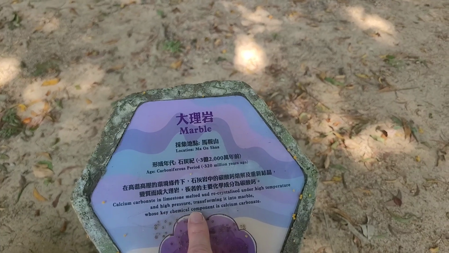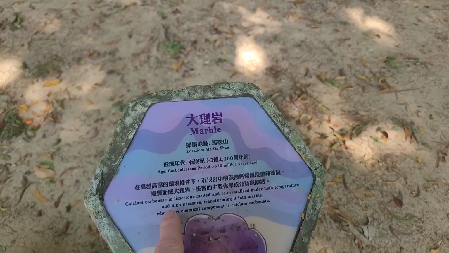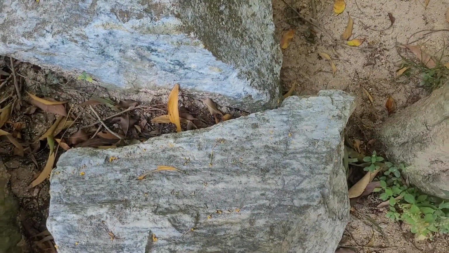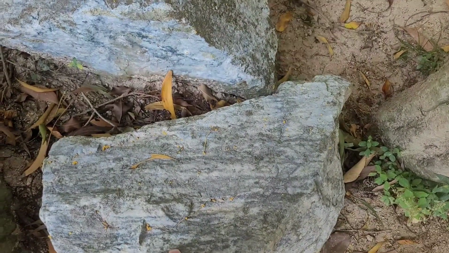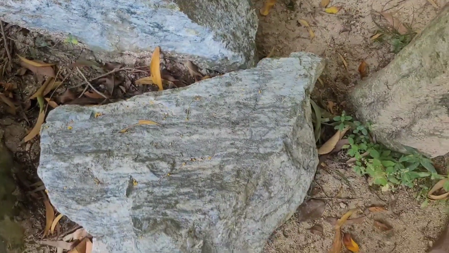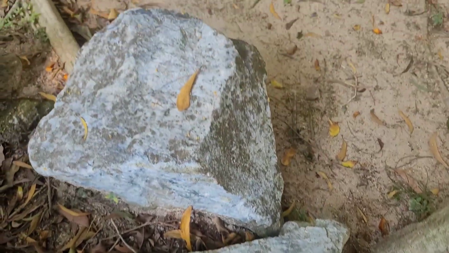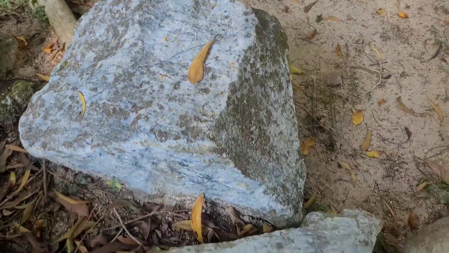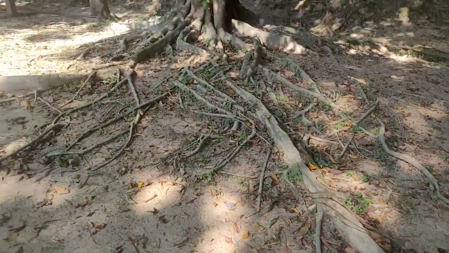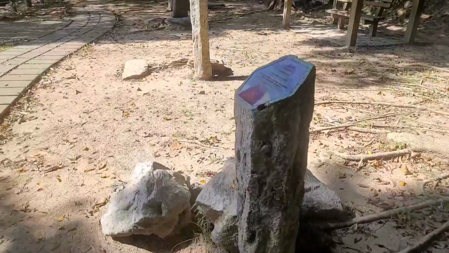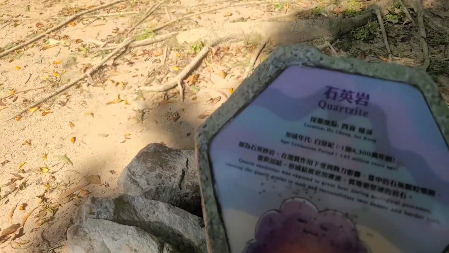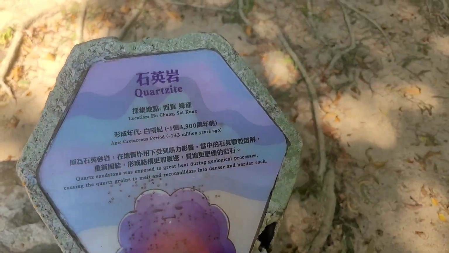Yeah, so limestone, so we've got marble. So this is Carboniferous limestone, so originally it would have probably been a reef system, or even just a shallow marine environment. Okay, yeah, some quartzite.